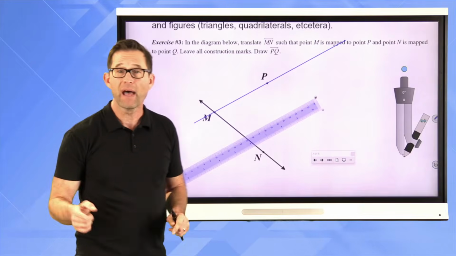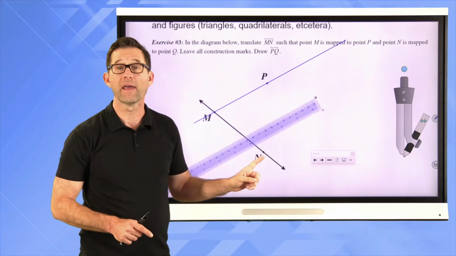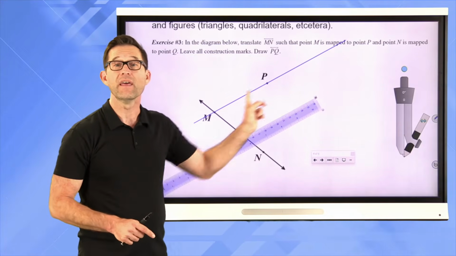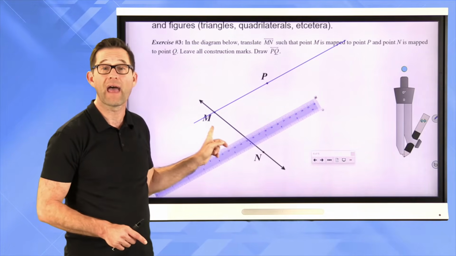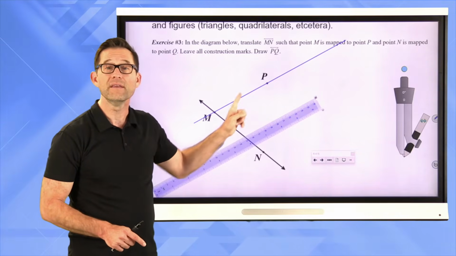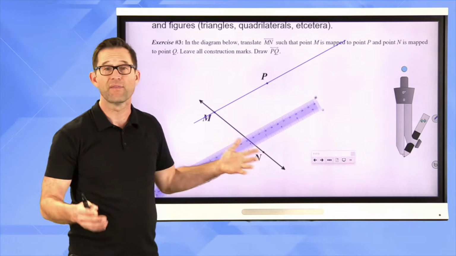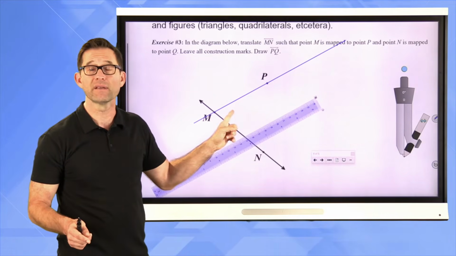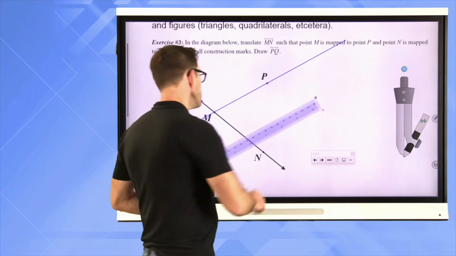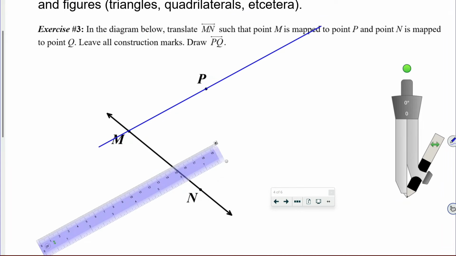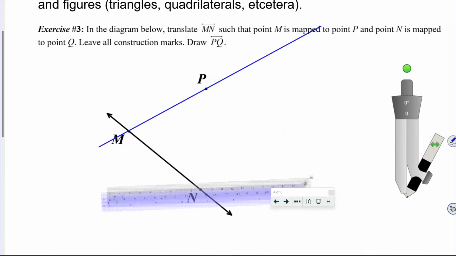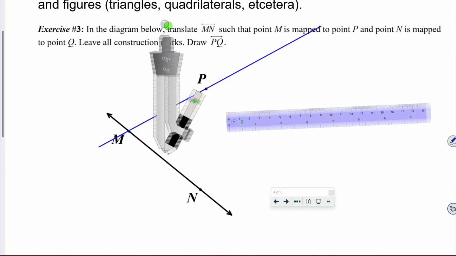Now, in the past problem, what I did is I had to draw a line from N that intersected this thing. Well, I already have it here, all right? All I need to do is now copy that angle at point N, right? That's all I have to do. Copy the angle that already exists at point N. So here comes my copying the angle construction again. We're copying lots of angles in this particular lesson, right?